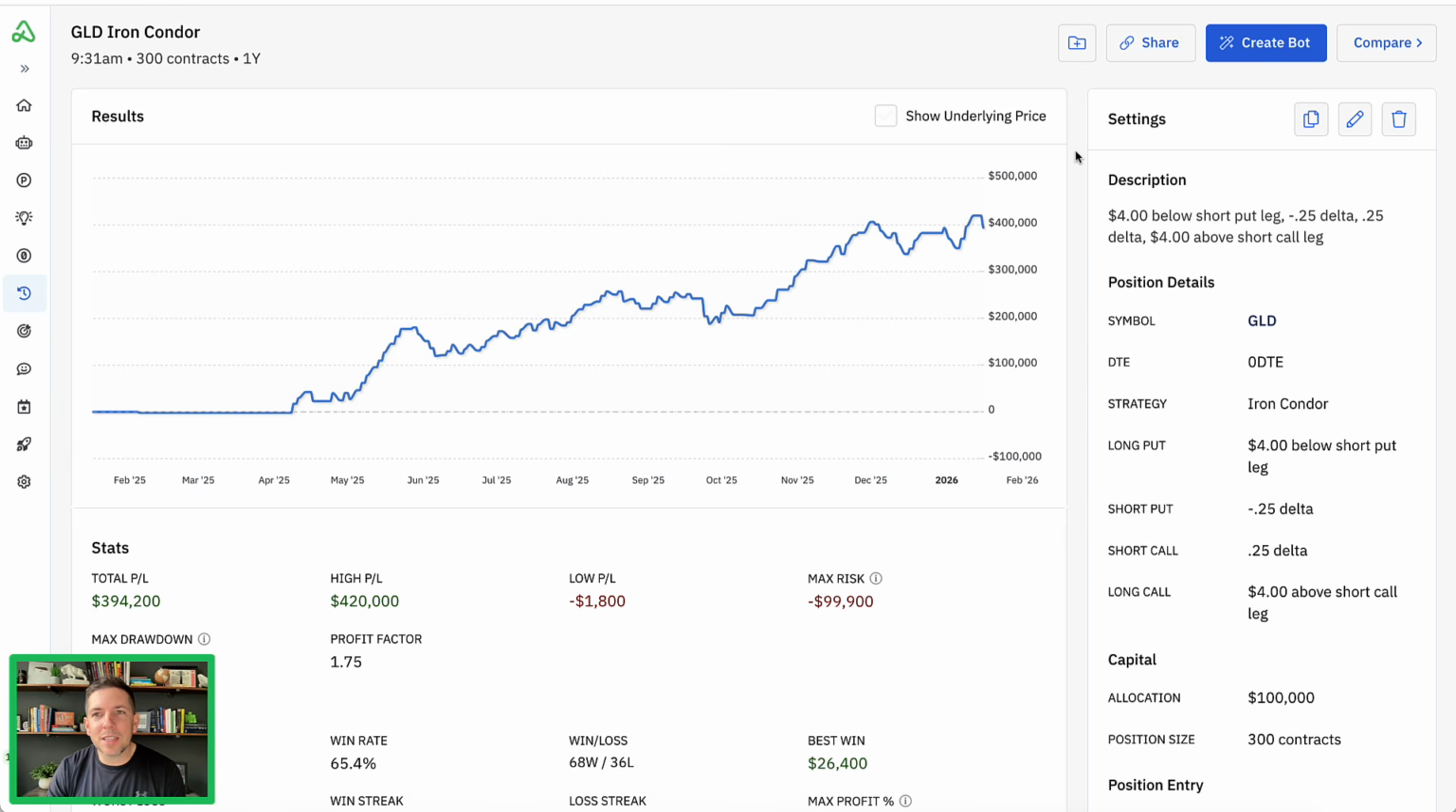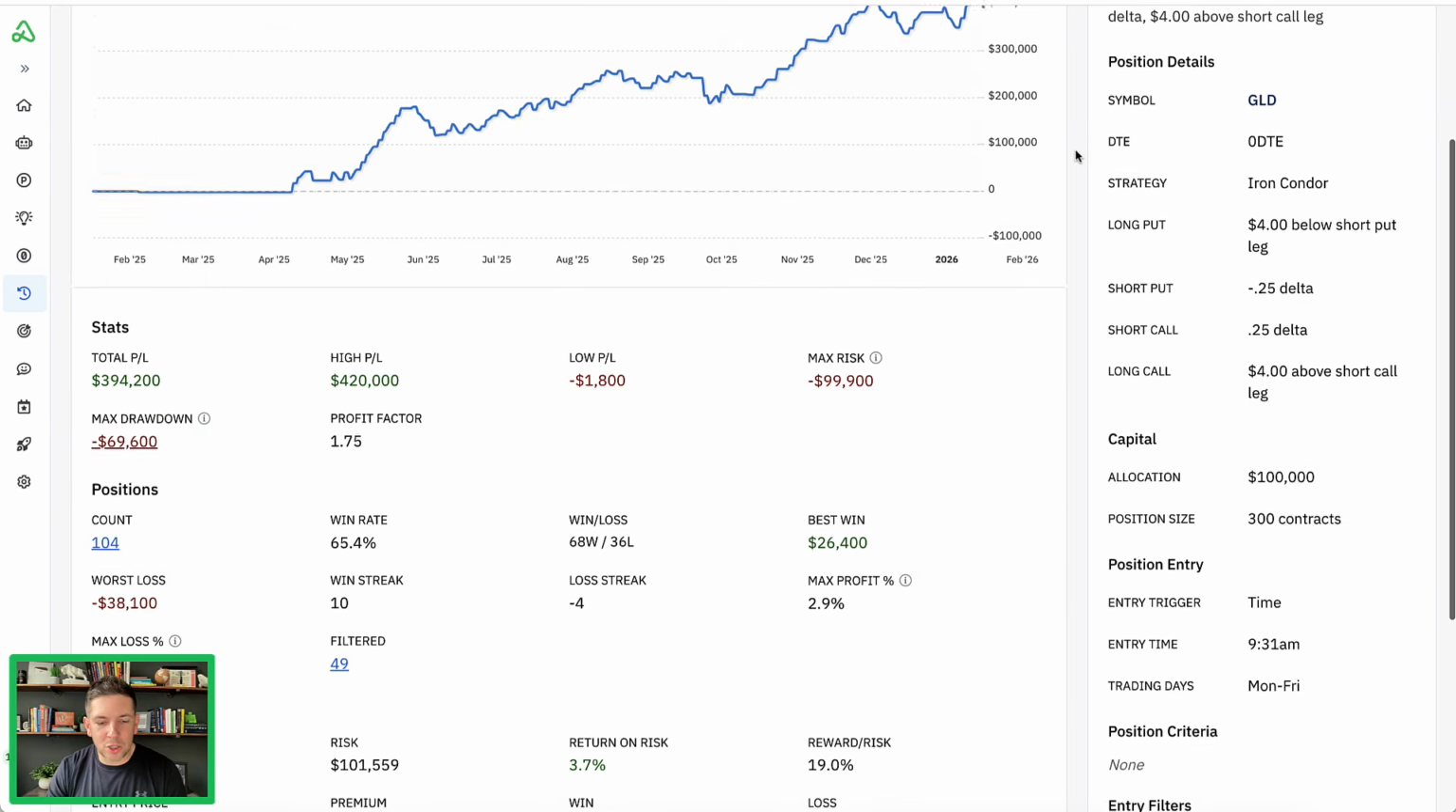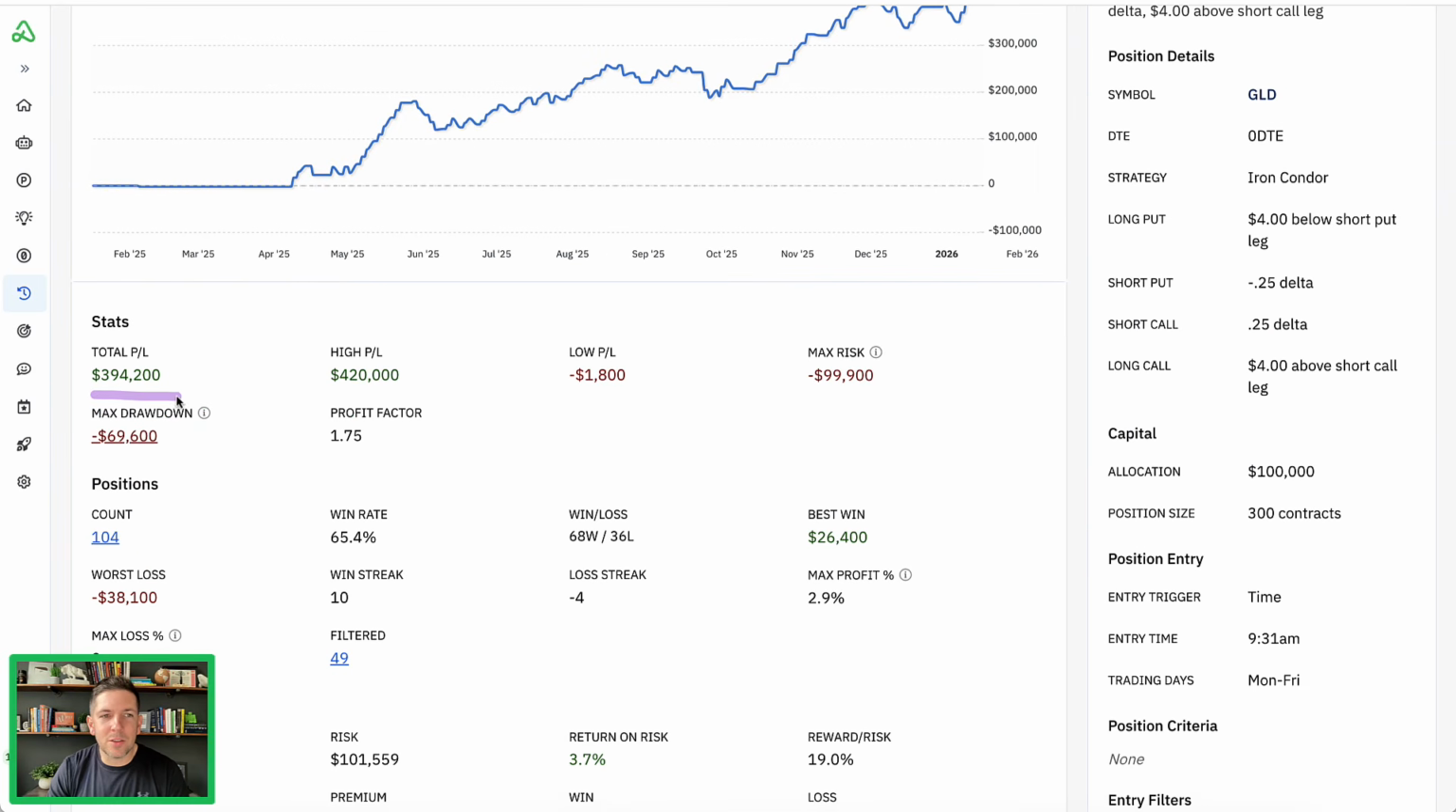So here's an example for this backtest. If I removed everything from this and I just showed you the P&L, and you saw $394,000 P&L and a profit factor of 1.75 and a win rate of 65%, all of that would be great, right? You would think to yourself, why would this not work? Why would this not be a good strategy? So here's why I think it's completely unrealistic.